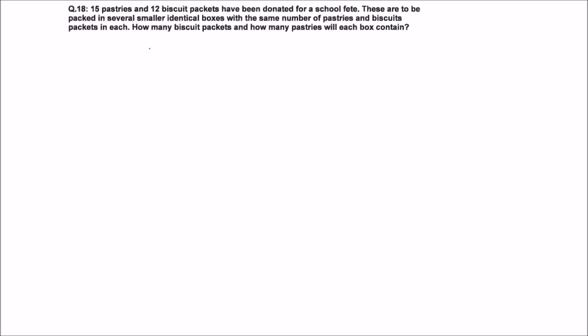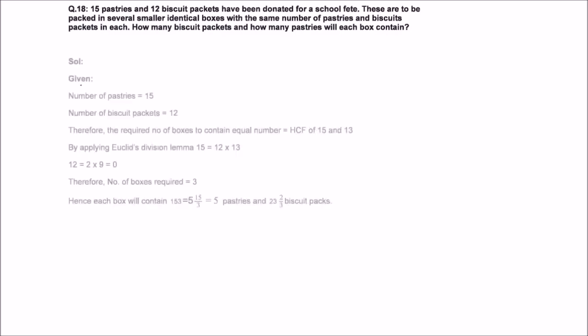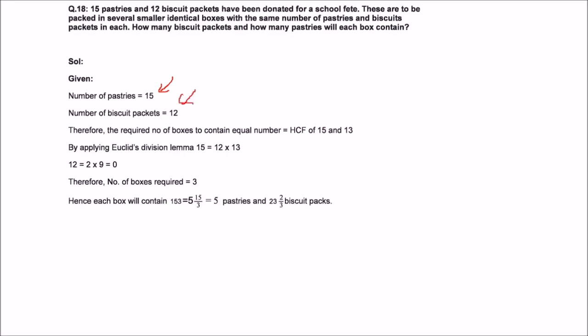15 pastries and 12 biscuit packets have been donated for a school fete. These are to be packed in several smaller identical boxes with the same number of pastries and biscuit packets in each. How many biscuit packets and how many pastries will each box contain? So here number of pastries are 15, number of biscuit packets are 12, and by the question it is very clear that we have to find out the HCF of these two.